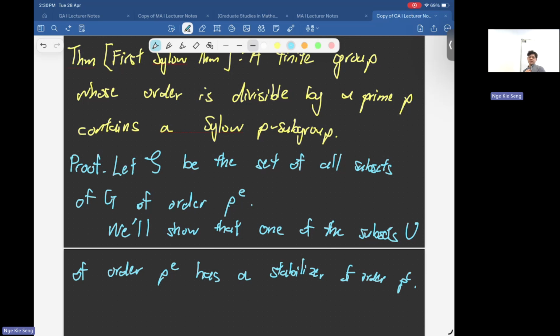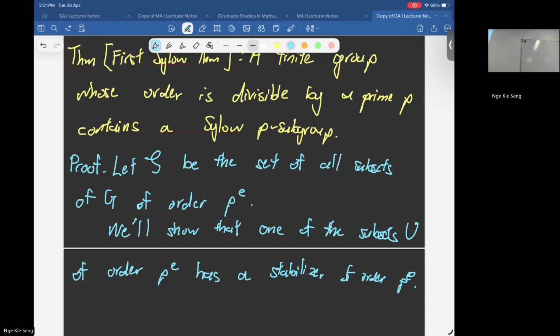Okay, so meaning I look at the conjugate action of G on this order p^e subset here. And then we show that the stabilizer of one of the subsets has order p^e. Then the stabilizer will obviously be a subgroup already. So to find this subgroup, we go and find the stabilizer of the conjugate action.